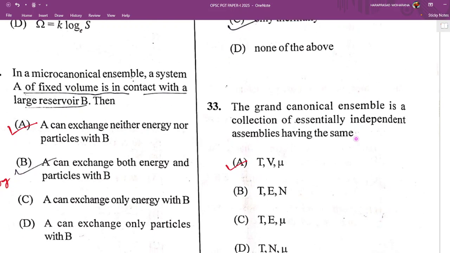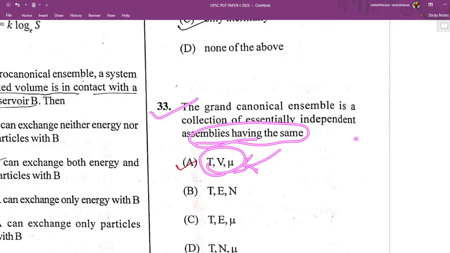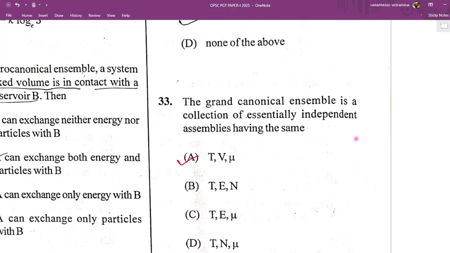Next, the grand canonical ensemble is a collection of essentially independent assemblies having the same. Yes, I have already told you about this. T V mu will be the correct answer. So for today, we'll stop here. In the next session, we can start from question number 34.